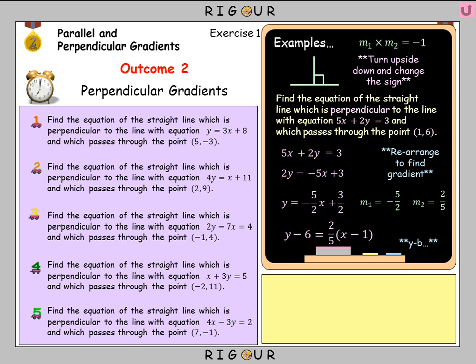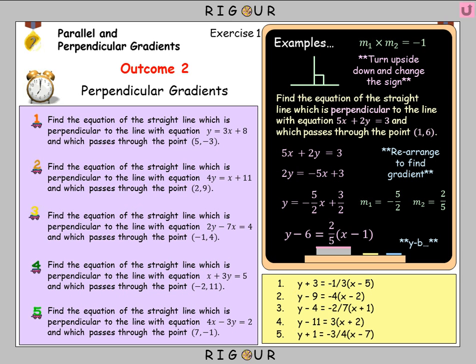So here's 5 for you to try, and if you're working on these at home, pause the video now. Okay, you've unpaused the video, let's go over the answers. So y plus 3 equals minus 1/3 x minus 5, y minus 9 equals minus 4 x minus 2, y minus 4 equals minus 2 over 7 x plus 1, y minus 11 equals 3 bracket x plus 2, and y plus 1 equals minus 3/4 x minus 7.